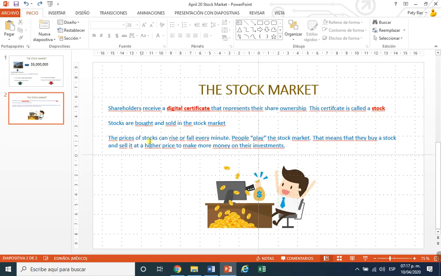The prices of the stocks can rise, that means go up, or fall, go down, every minute. These prices of the stocks can change every minute of every day. So people play the stock market. That means that they buy a stock and sell it at a higher price to make more money on their investments.